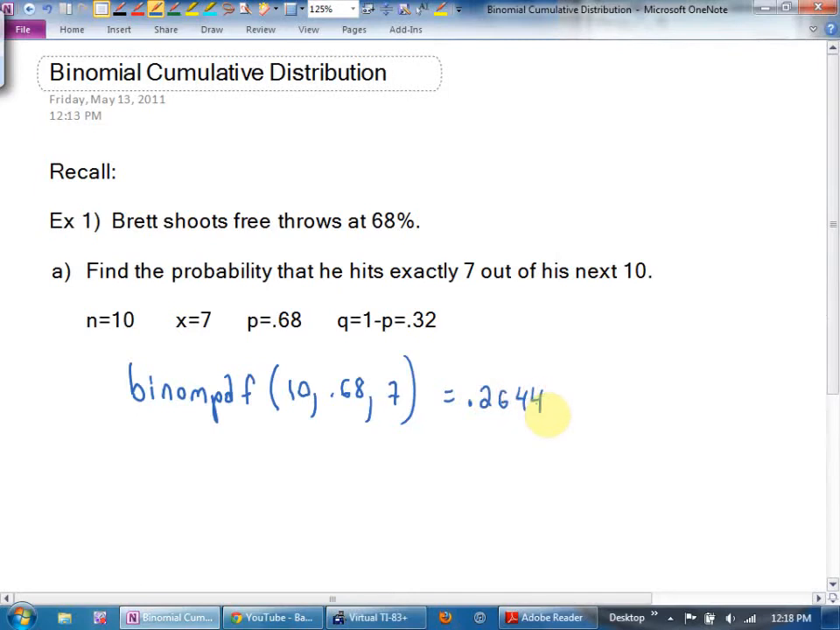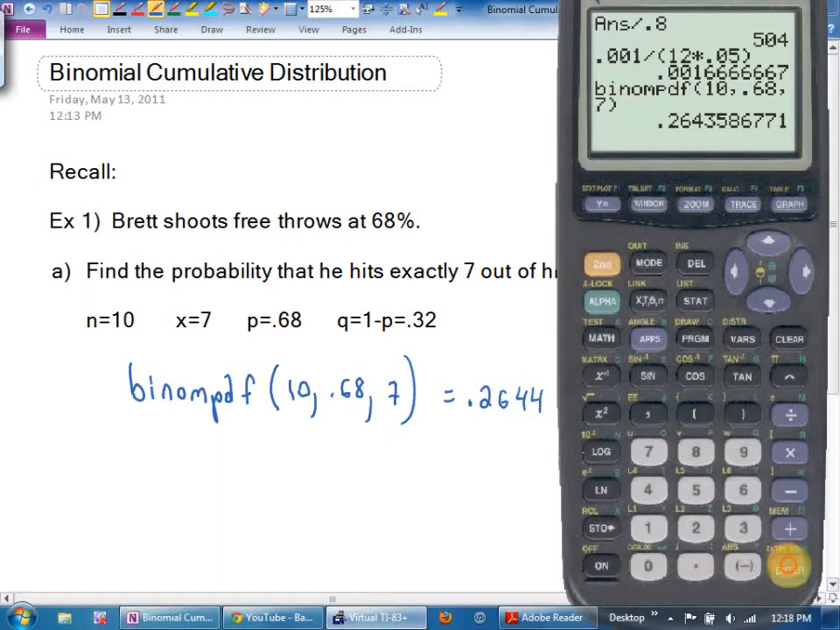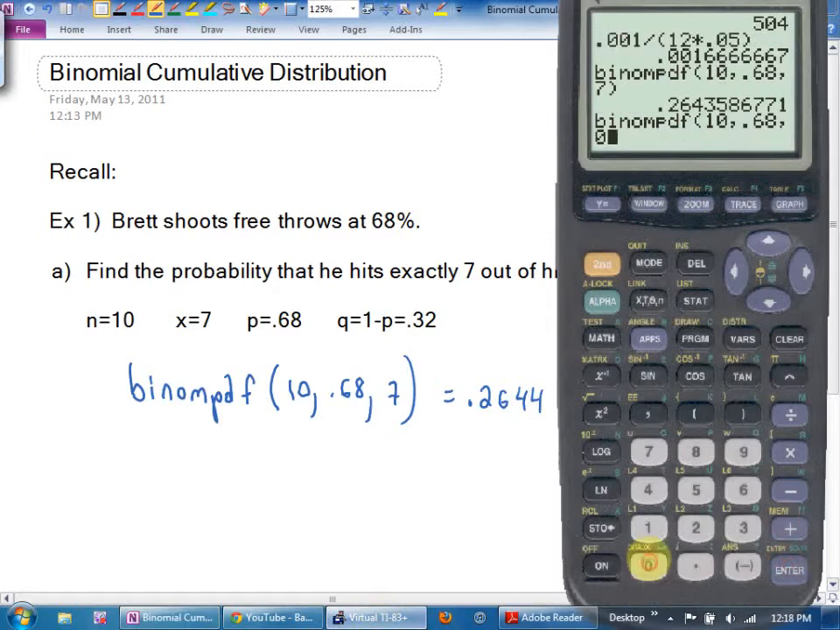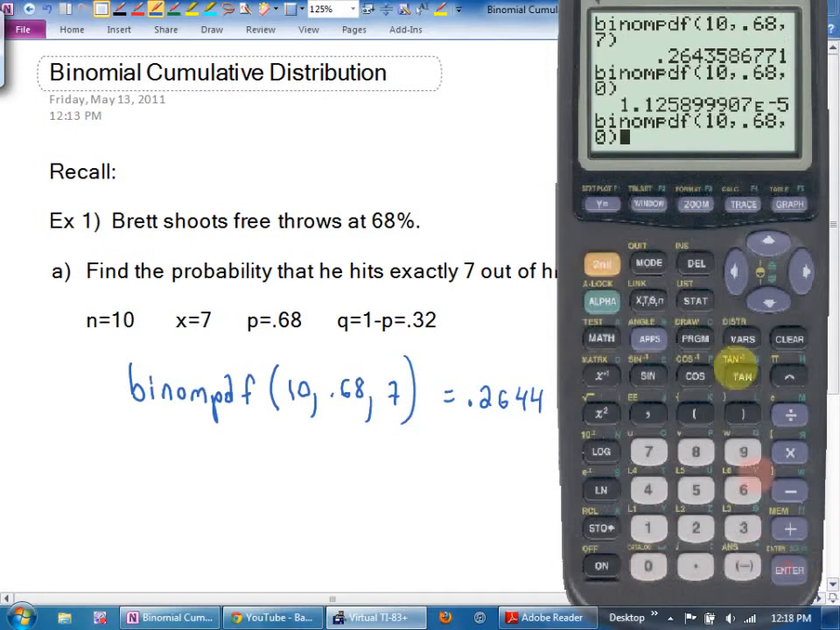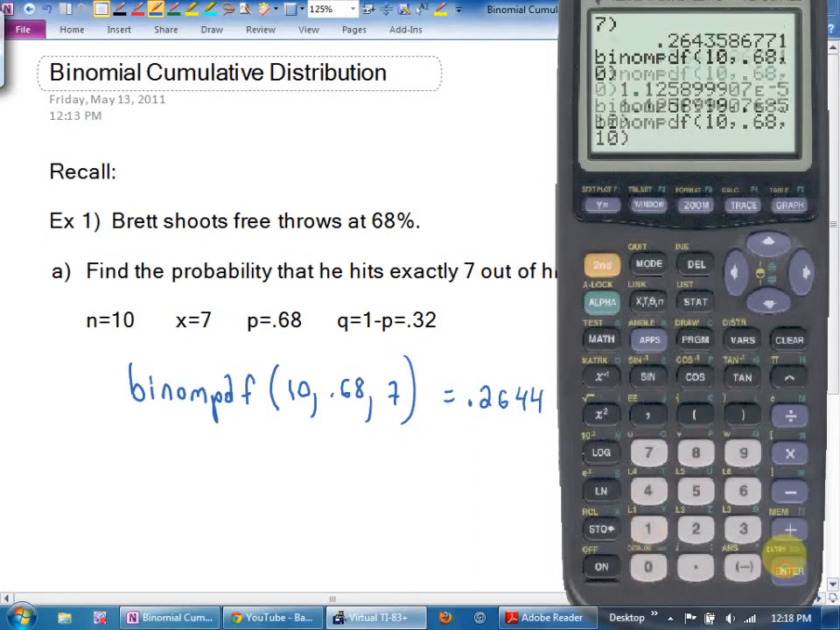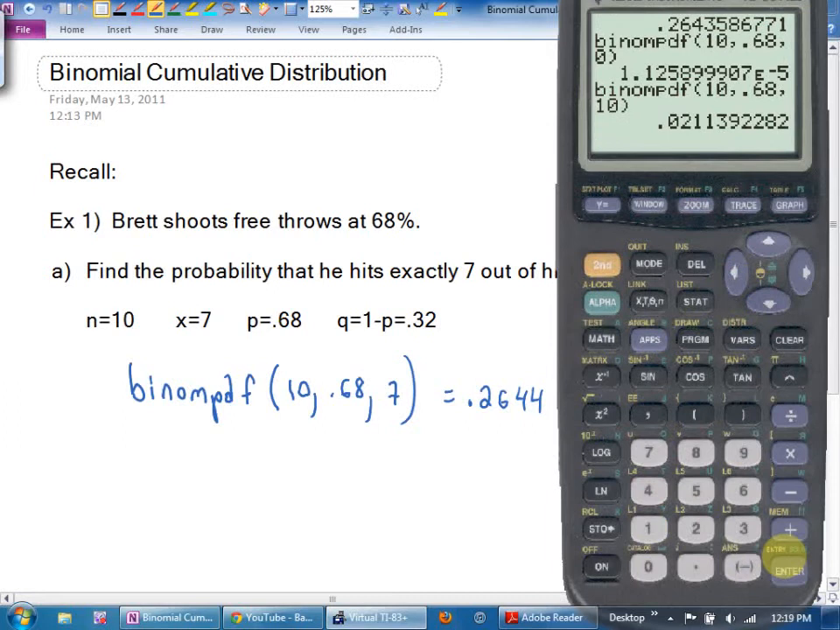0.2644. Brett, here's the good news. What are the odds of you going over? Pretty slim. Here's the bad news. What are the odds of you going 10 for 10? Well, 2%. It could happen. You never know. Okay.